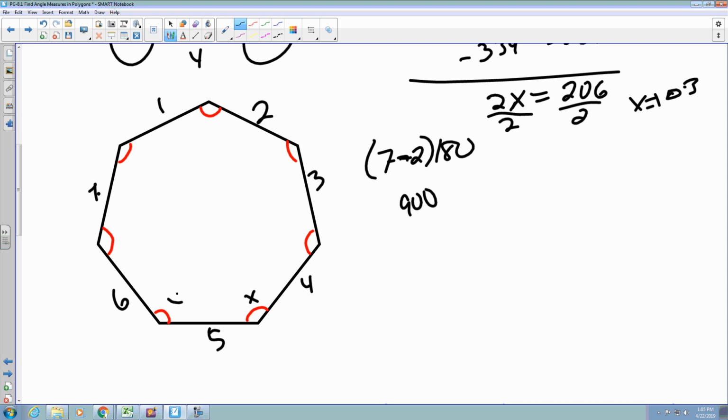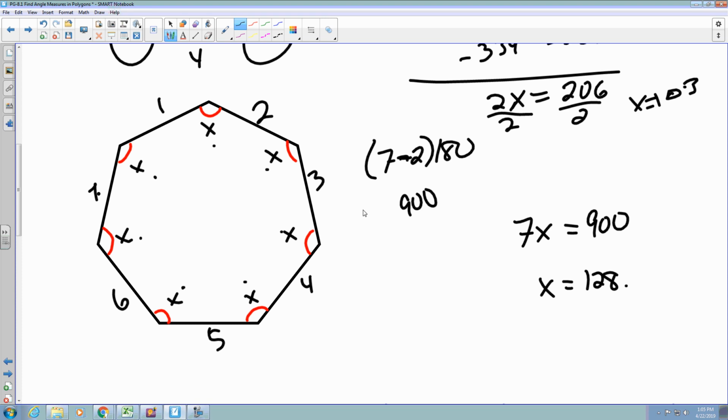So this is x, this would be x, this would be x, this would be x, this would be x, this would be x, and this would be x. So you have 1, 2, 3, 4, 5, 6, 7. So we could say that 7x would equal 900. All right, divide everything by 7. X then equals, looks like you get a decimal, so it'd be like 128.57 degrees. Okay.